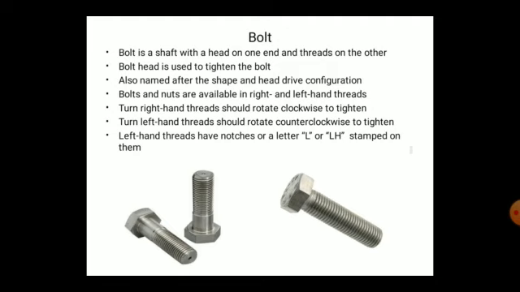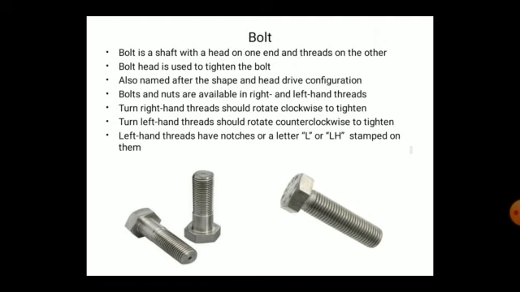So that's why some bolts have threads throughout their full length, or you can say shank length, and some have threads only up to 20% or 25%, and the rest of the shank has a cylindrical shape like that. So a bolt is a shaft with a head on one end, as you see in the picture, and threads on the other side. That other side is known as shank length or bolt length.